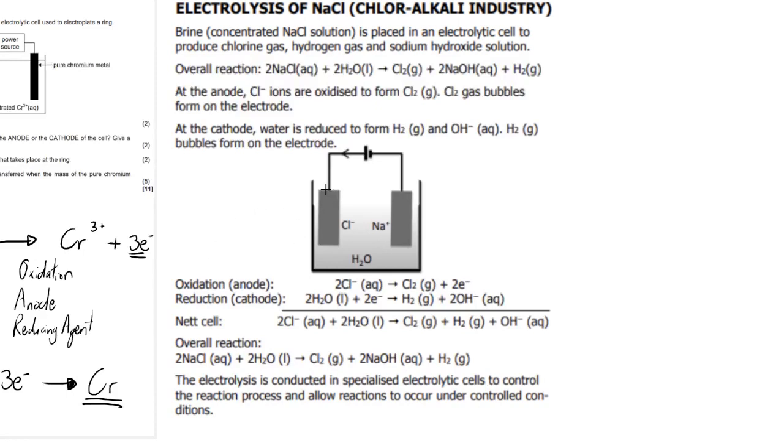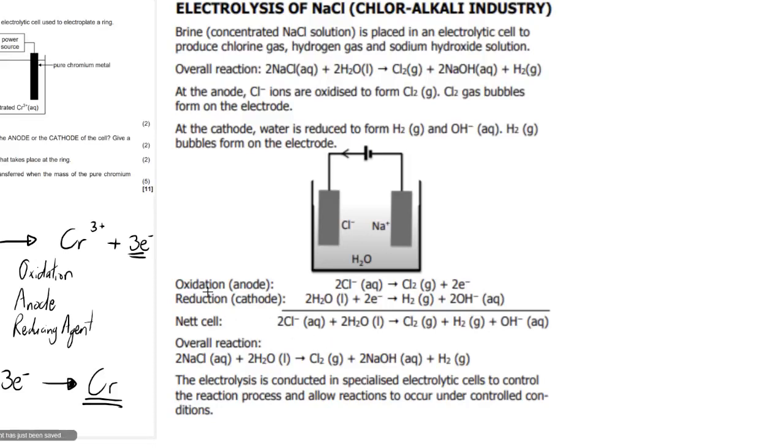On the anode side, we've got these chloride ions losing their electrons, so oxidation takes place on the positive side. On the cathode, we've got reduction taking place. We've got the H2O gaining electrons and becoming hydrogen and hydroxide. So the net cell can be found by adding up the left-hand side and the right-hand side with the electrons cancelling out. We had a look at that in our previous session.